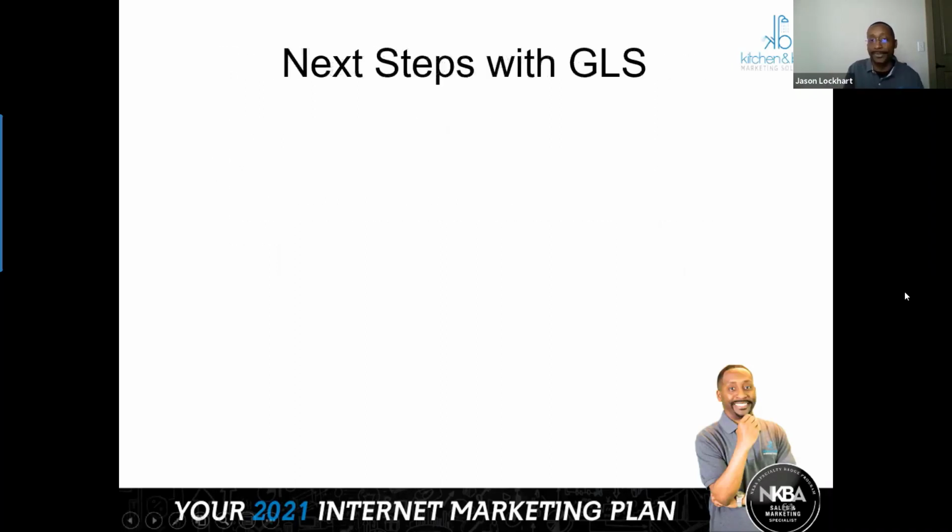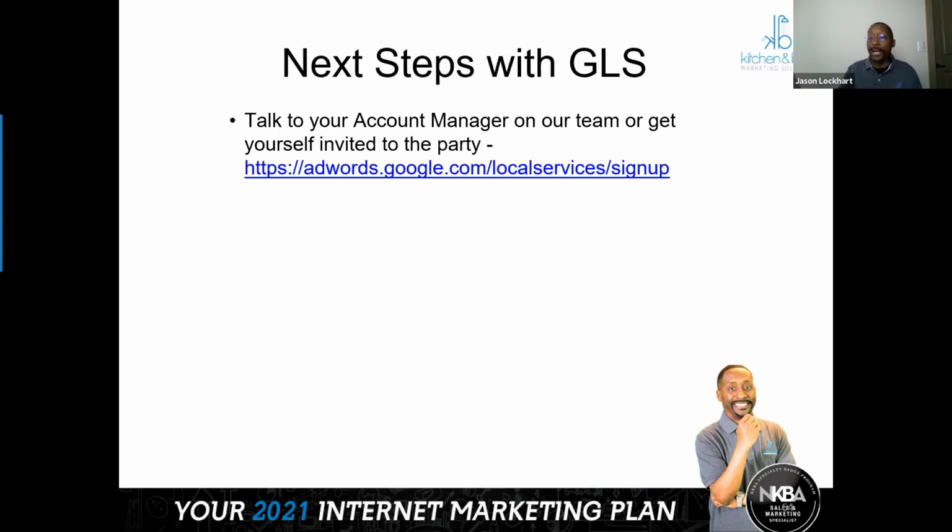So the next steps, you want to talk to your account manager. If you're one of our clients on the call or listening on the recording, talk to your account manager and they'll let you know the steps you can go through to apply for this. Or you can also go to this link so you can sign up and see if it's in your area. Because like I said, it's in about 20 areas right now in some of the major metropolitan areas, not all.